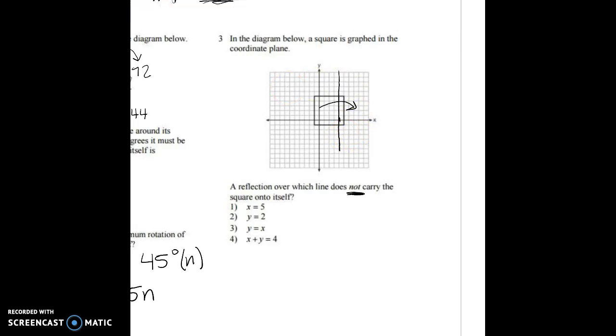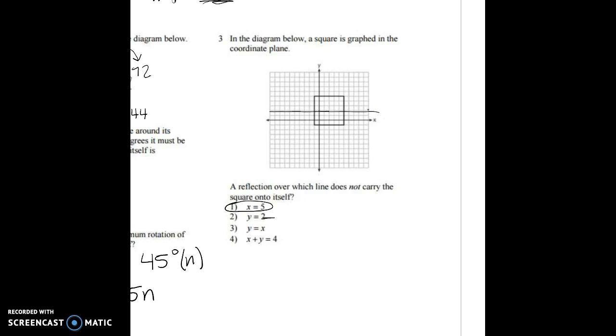And so the answer is going to be x equals 5, but I want to rotate some stuff around so you can see what's going on here. So if I wanted to reflect over y equals 2, what I'm going to do is go to that line y equals 2, which is right here.